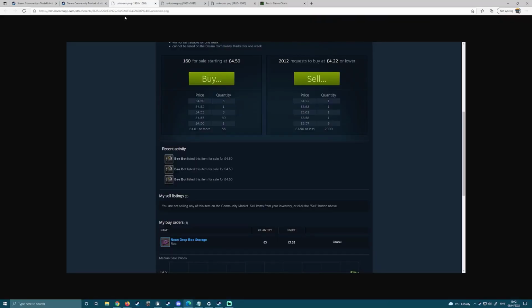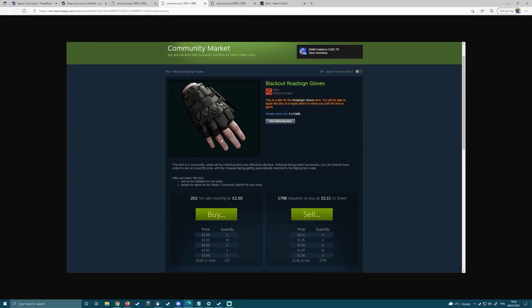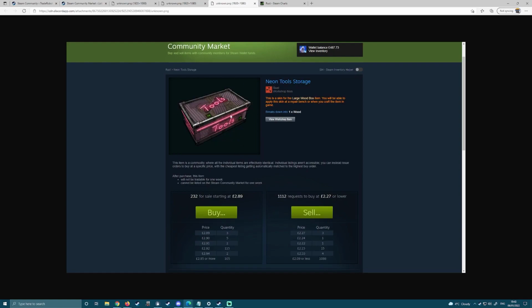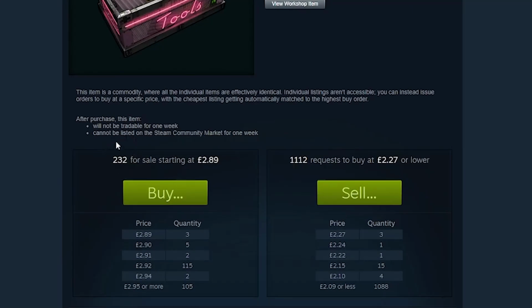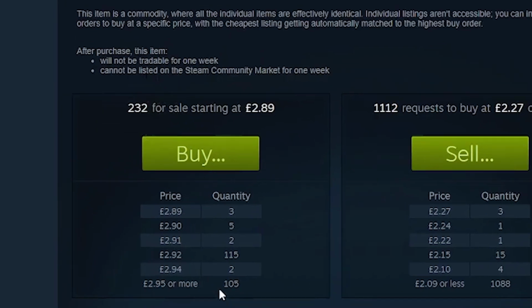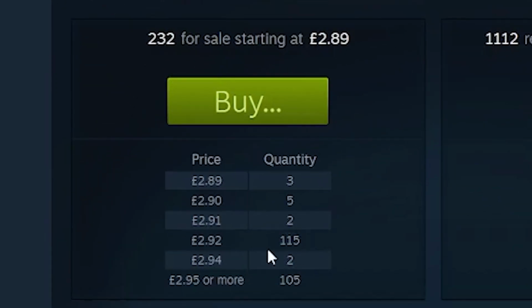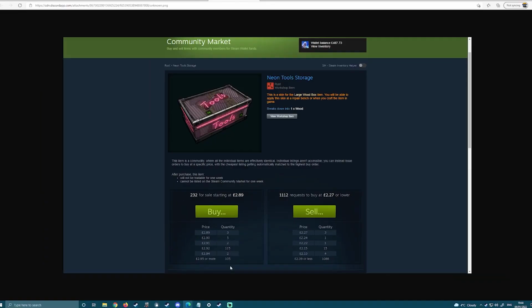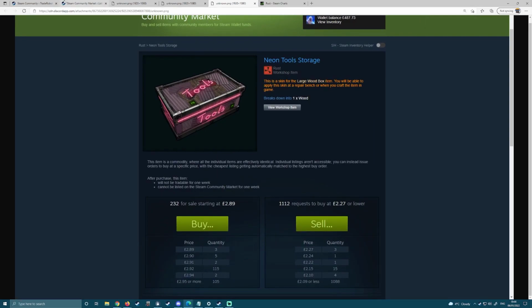Back in January 2022, I was talking about selling in smaller increments during post-Christmas, as you can see here. Let's have a look. Another neon storage. So there's 232 overall quantity on the market. One guy dumped over 100. So there's 115 right here at 292. Let's have a quick look.